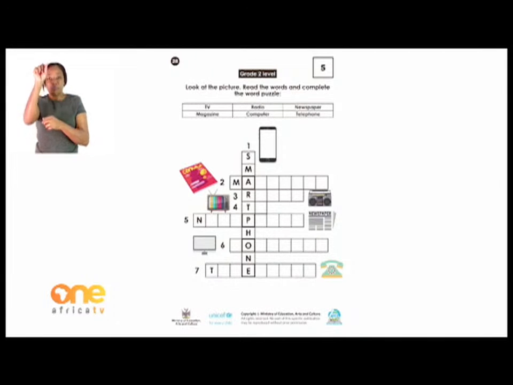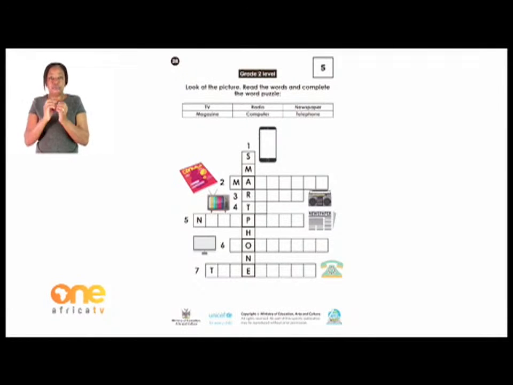Number 4, it's a T, and only one letter is left. Number 5, it starts with an N, and there are some letters which are left here, and in the middle there is a P, and the other letters are also left, and it's there at the end. What is that? Fill the other letters to make the correct word.